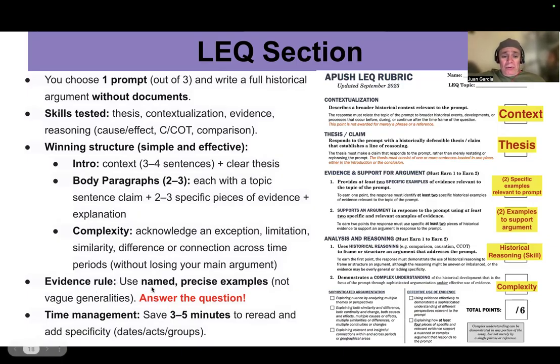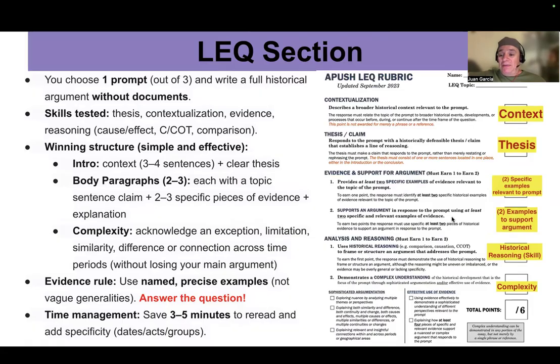Evidence rule: use named, precise examples, not vague generalities. Answer the question. Make sure you answer the question. Time management: save 3 to 5 minutes to reread, and add specifically dates and acts and groups. Add specific details. This is the rubric for the LEQ. You can pause it to get more details, but the first point is context. Second point, thesis. Third point is 2 specific examples relevant to the prompt. The fourth point is 2 examples to support an argument that you're making.